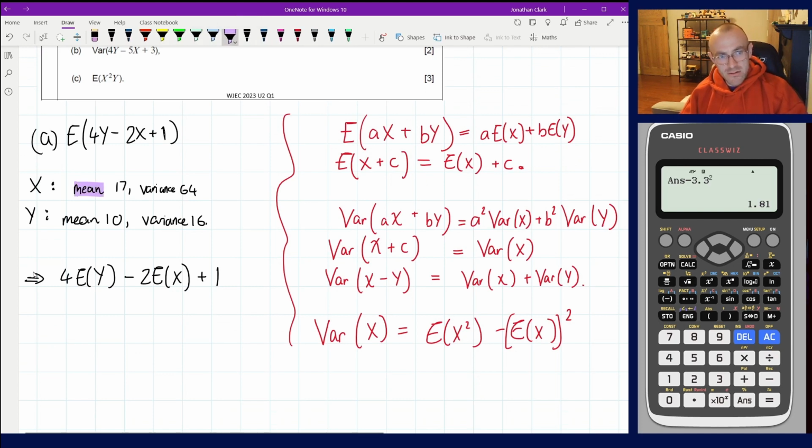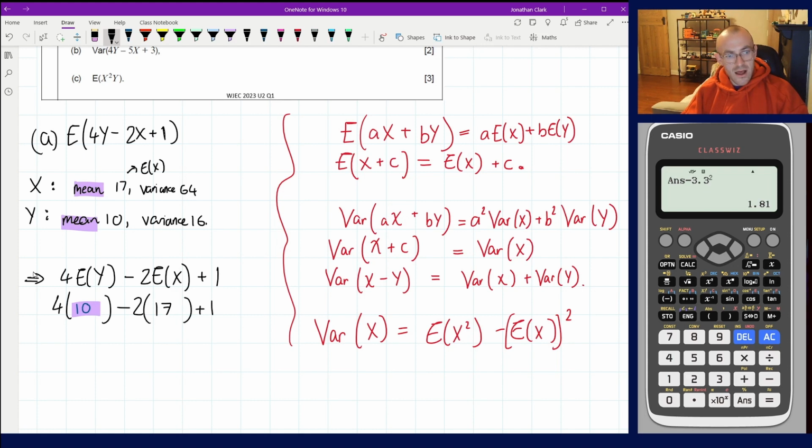So when it says mean, that's essentially telling me the expectation, right? That is the value of expectation of x and expectation of y respectively. So I can replace the expectation of y with a 10. I can replace the expectation of x with a 17. And I can tidy this up. I'm going to get an expectation of 7 from this statement.